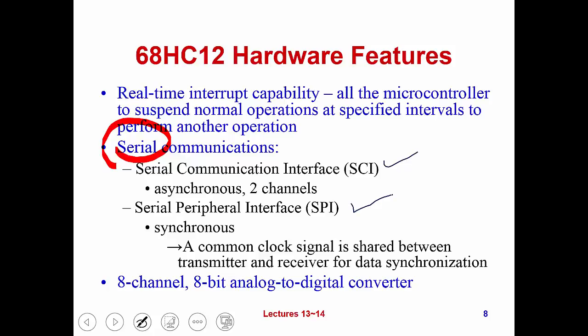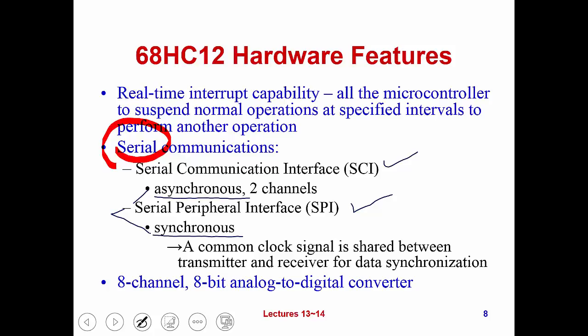SCI is the serial communication interface. Its communication is done in asynchronous mode, and it has two channels. SPI, the serial peripheral interface, does its communication in synchronous mode. So these two are different. I want you to be clear about synchronous communication and asynchronous communication.